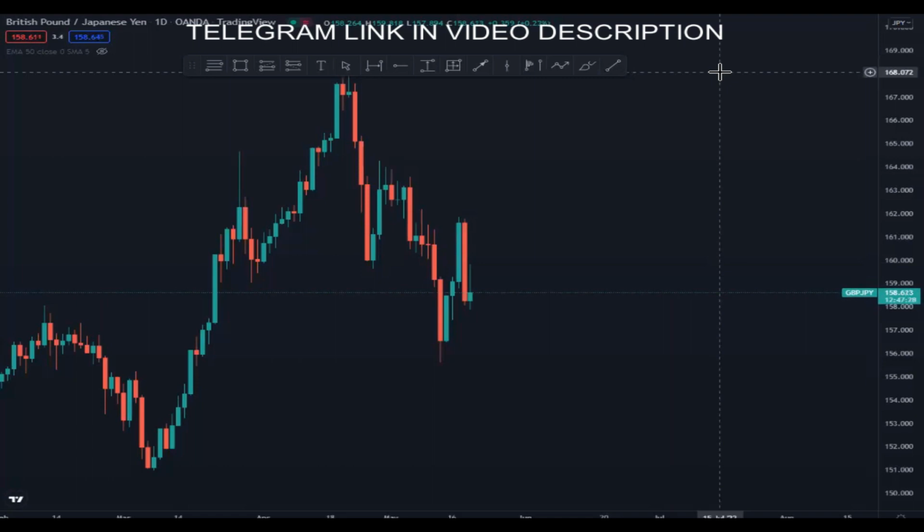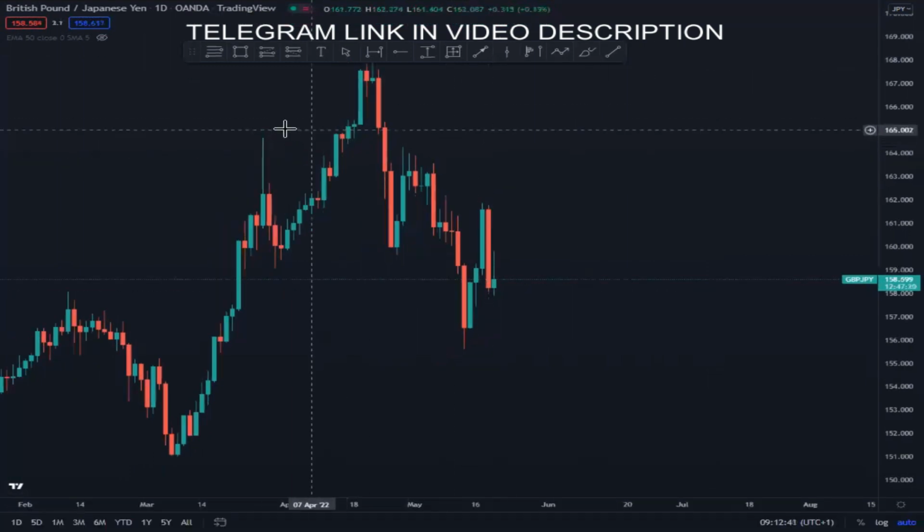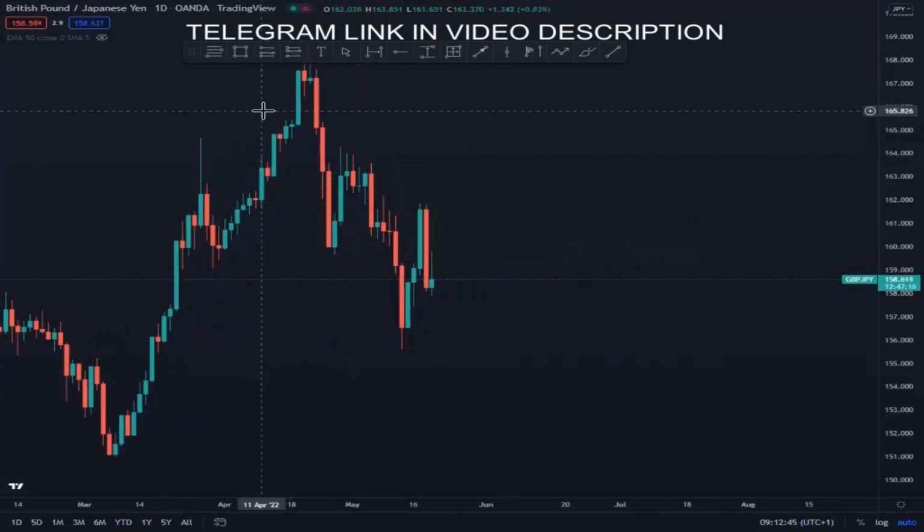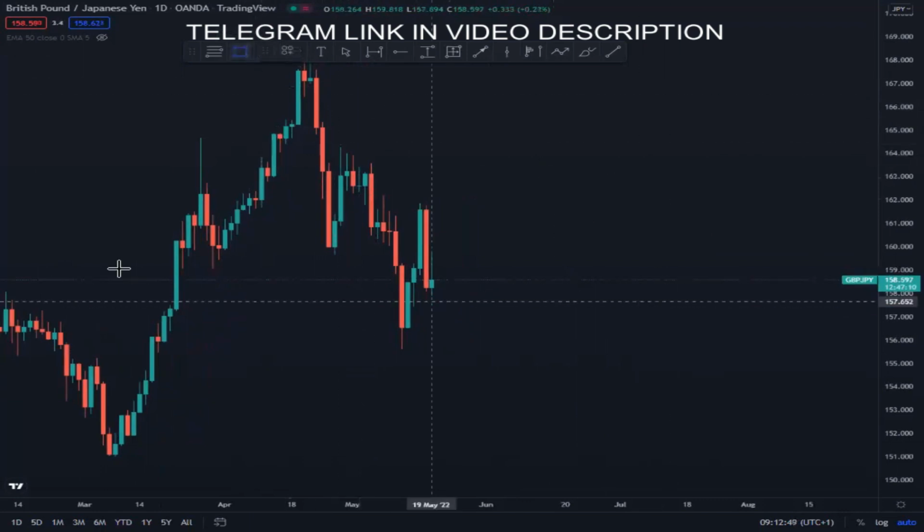So this was the trade I took some minutes ago. I'm trying to break this down quickly before price moves too far, that's why I'm sharing this with you guys. It's a very easy, simple trade. Okay, so let's just break this down.